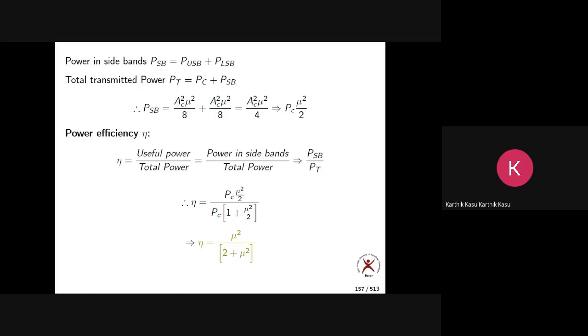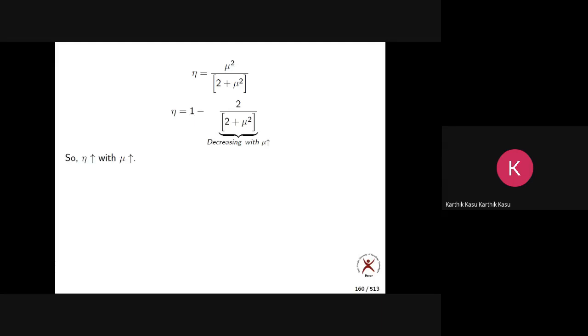See, I told you power efficiency just now. One more power efficiency. What is that? K square PM by 1 plus K square PM. That is for any general message signal. It is for what message signal? Sinusoidal message signal. That is the difference. So you can clearly see that if mu increases, it also increases.